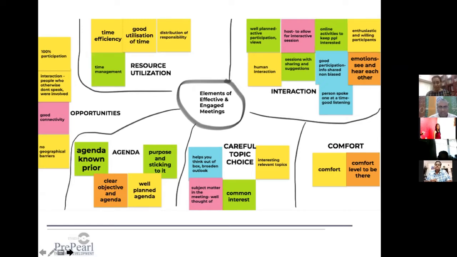The second aspect on the left-hand side is opportunities. We spoke of the opportunities that are now available, particularly because of online. A couple of you said people who don't interact otherwise are now interacting, and there are no geographical barriers. We also said there is a need for good connectivity. So that's something to keep in mind, and we'll talk a little bit about that today at the end.